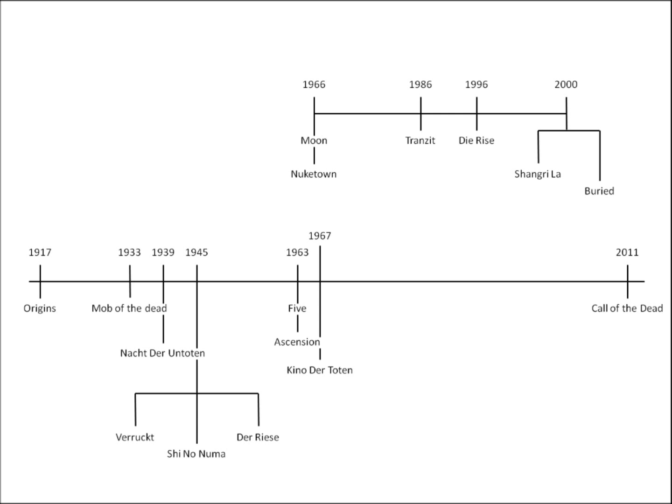So, Origins happens in 17, and Mob of the Dead happens in 33. Now, this is where I get tongue twisted. There are reports that Nacht der Untoten happens in 1939, and there are also reports of Nacht der Untoten happening in 45. So somewhere in between that range is when Nacht der Untoten happened. I'll get to when I think Nacht der Untoten actually happened just here in a few minutes.